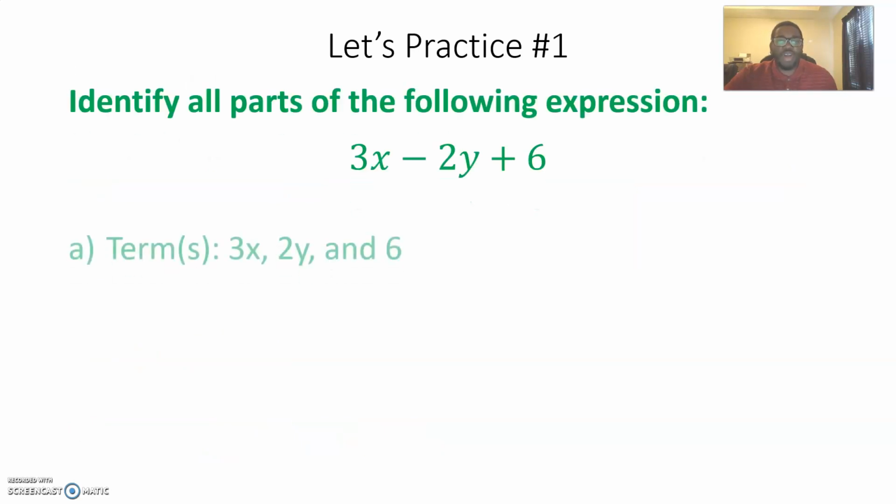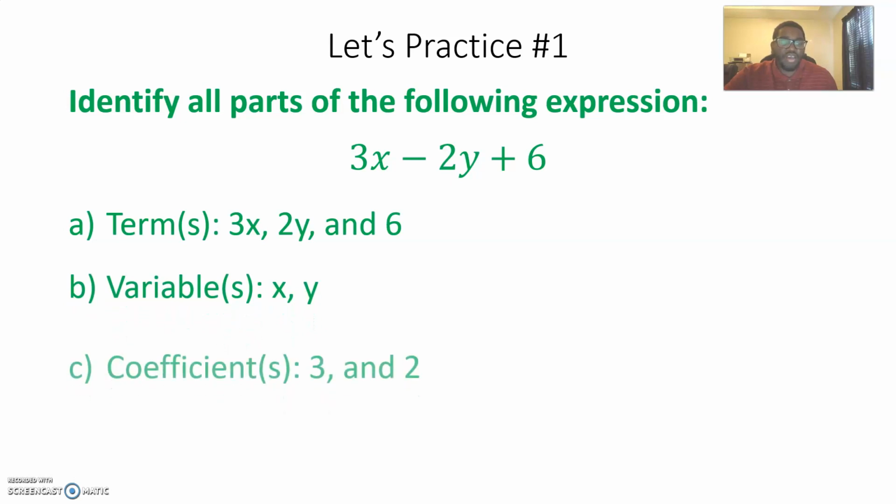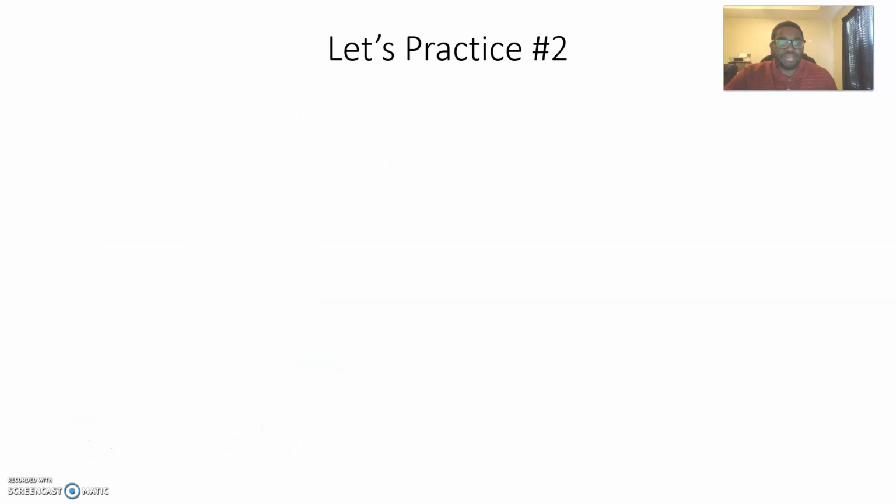So let's practice a problem. All right, so we have 3x minus 2y plus 6. The terms would include 3x, 2y, and 6. There are three terms. The variables, x and y; coefficients, 3 and 2; and constants, 6.